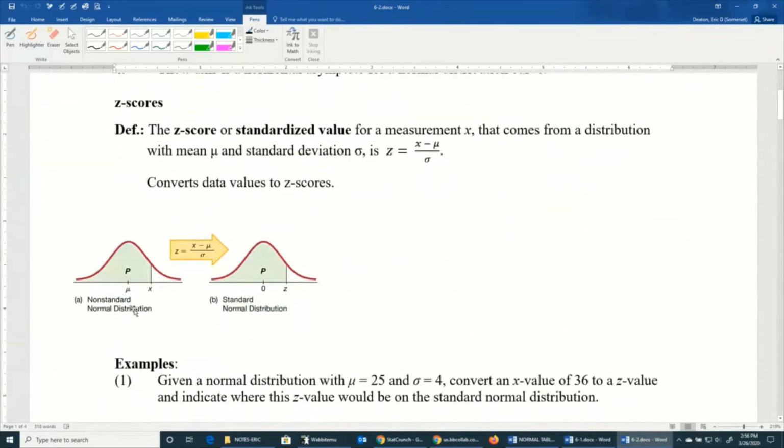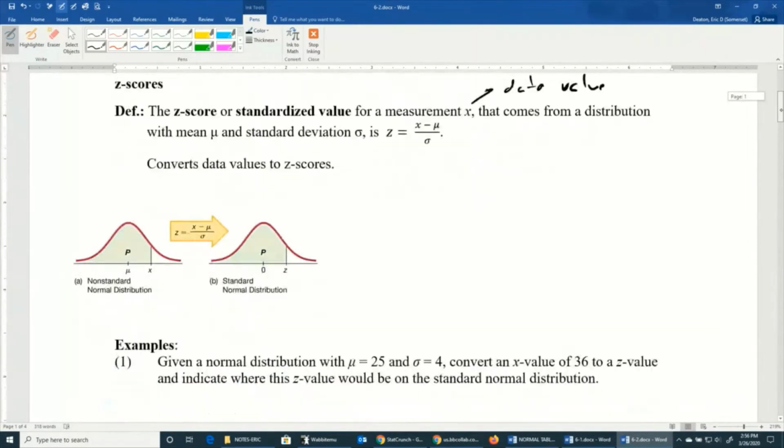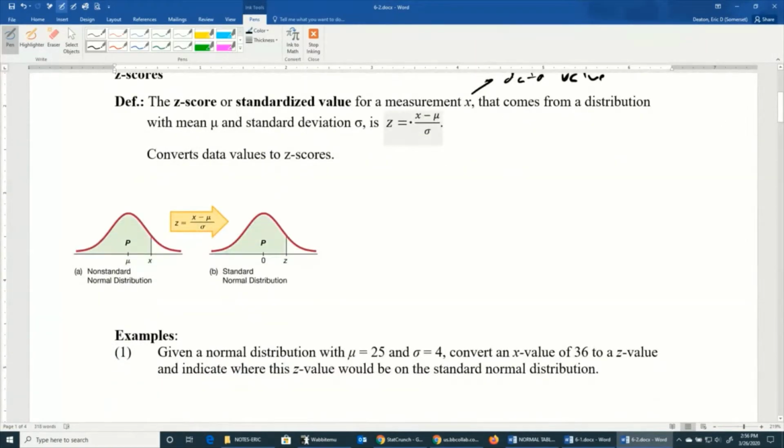So the normal standard curve has this mean, and then it actually has an x that represents the data value. So x represents any data value. X is the data value, a real life data value. And what this formula does is it converts the x into z. And so let me show you with an example or two.